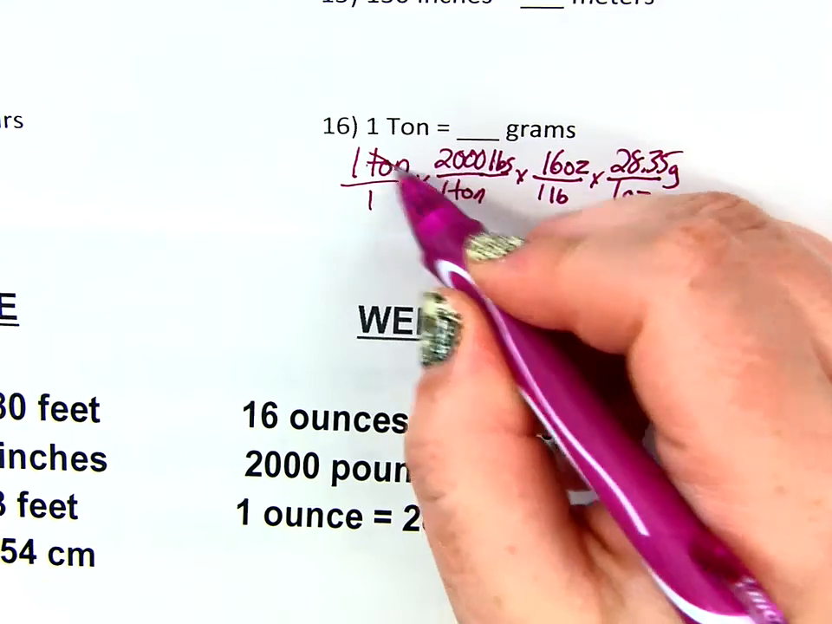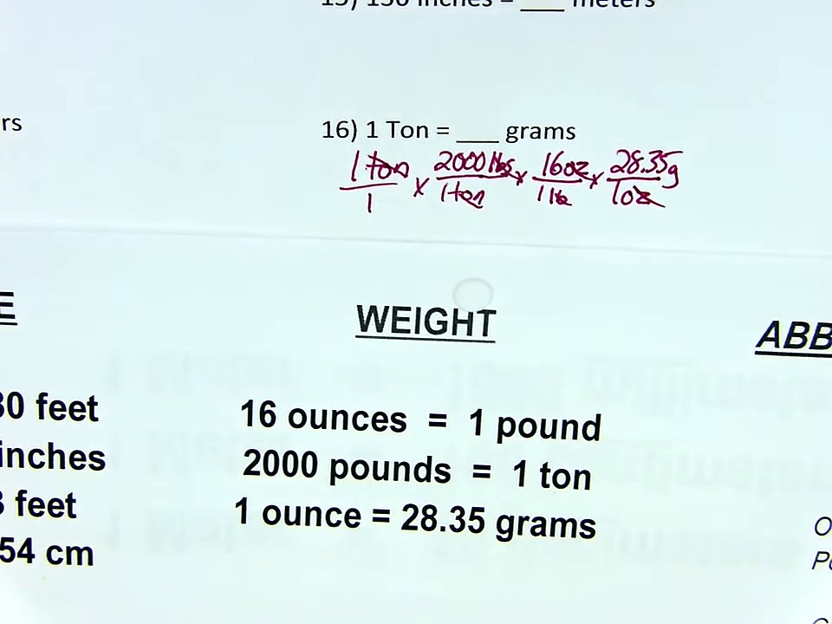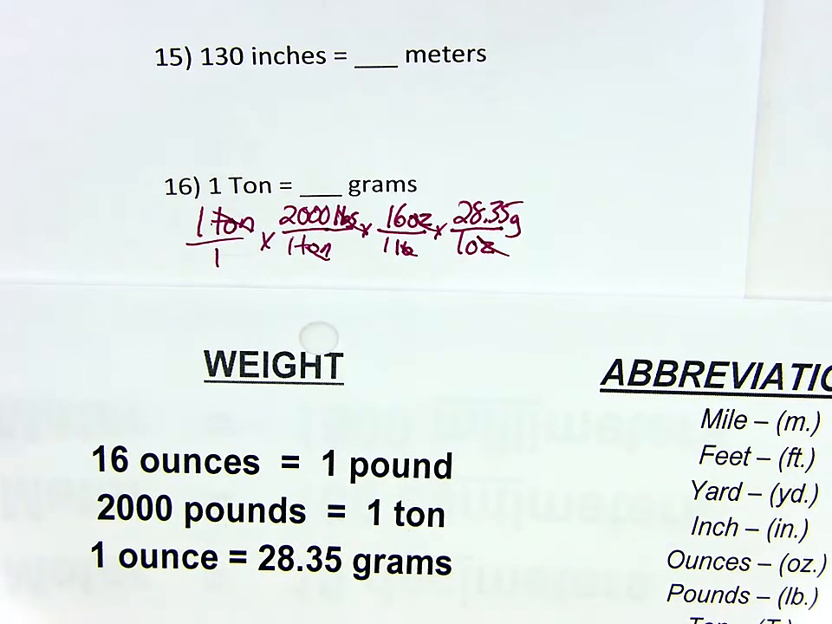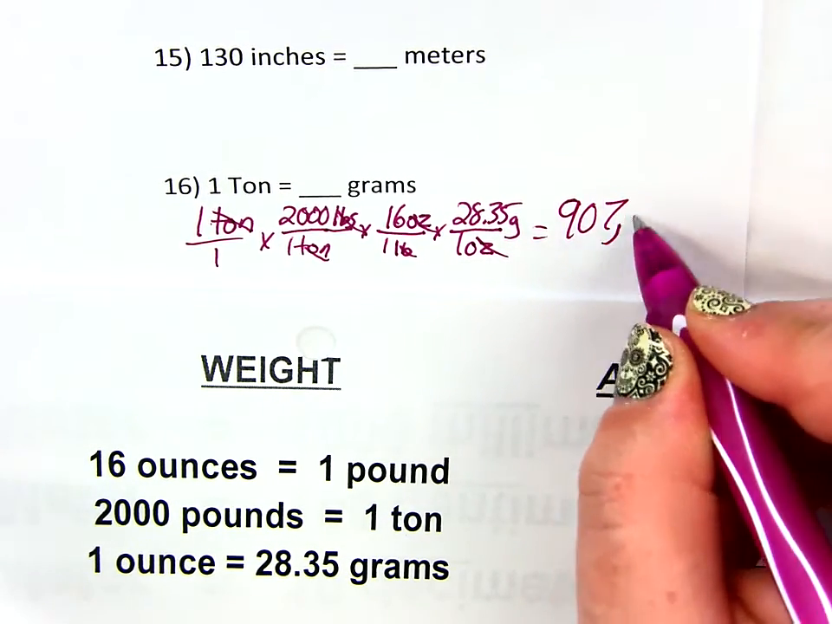Check your units. Tons, tons, pounds, pounds, ounces, ounces. And now we just do the math. 2,000, 16, 28.35. I got, well, that's a big number. 907,200.